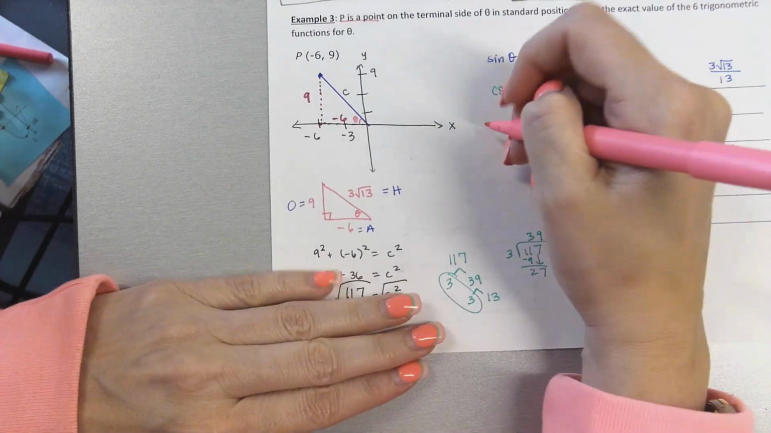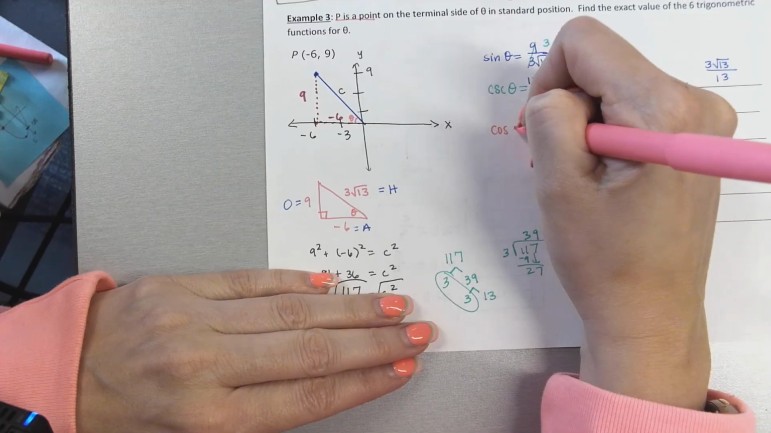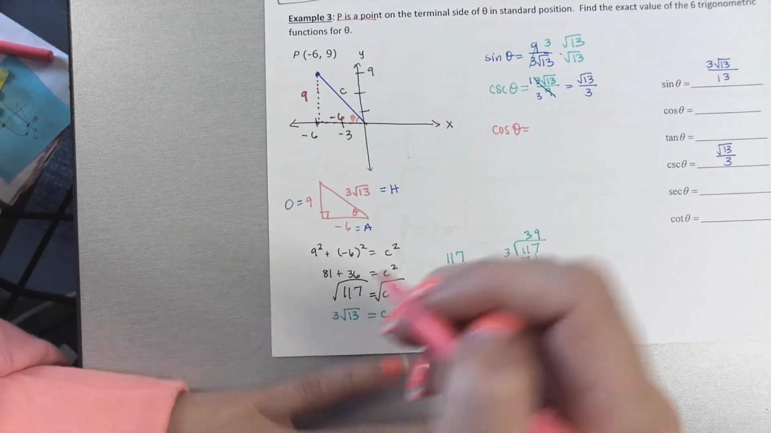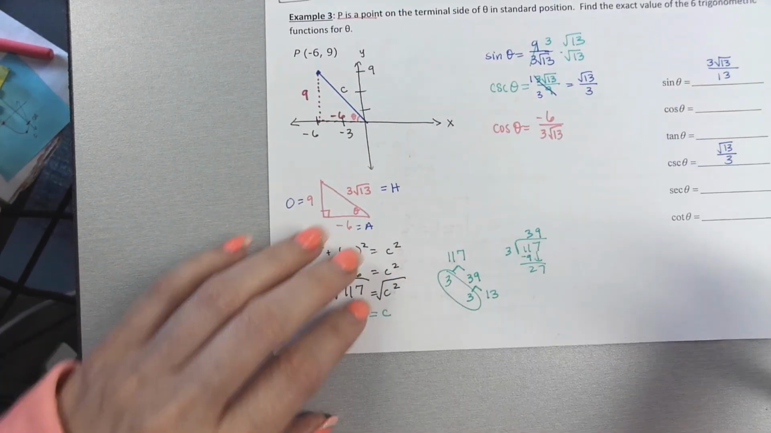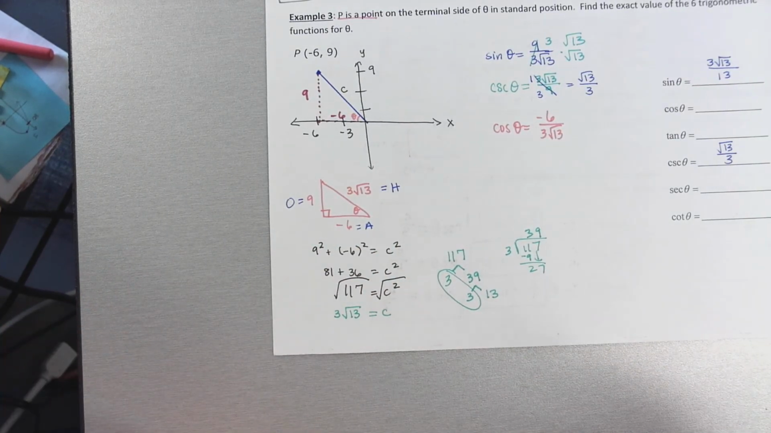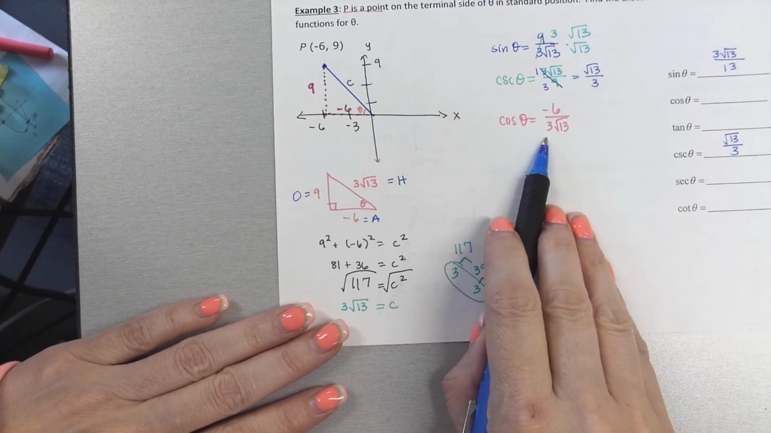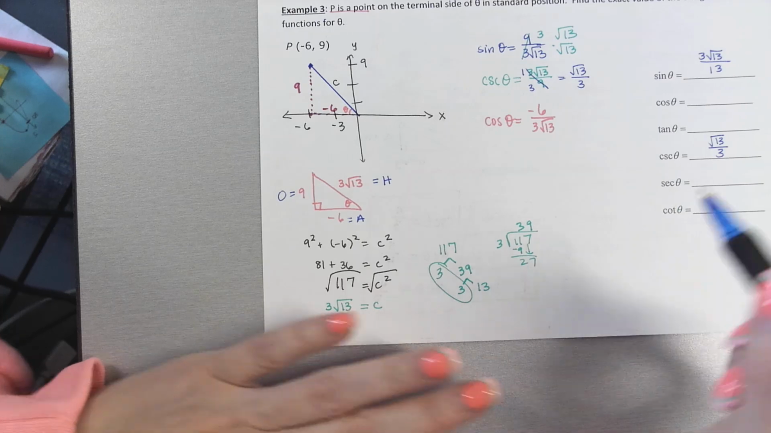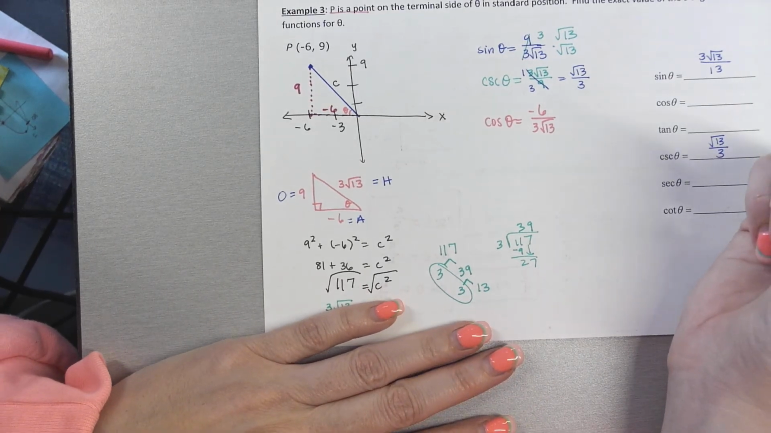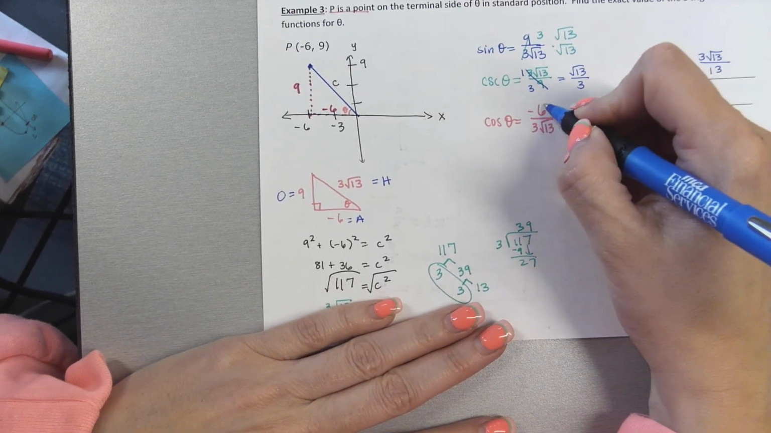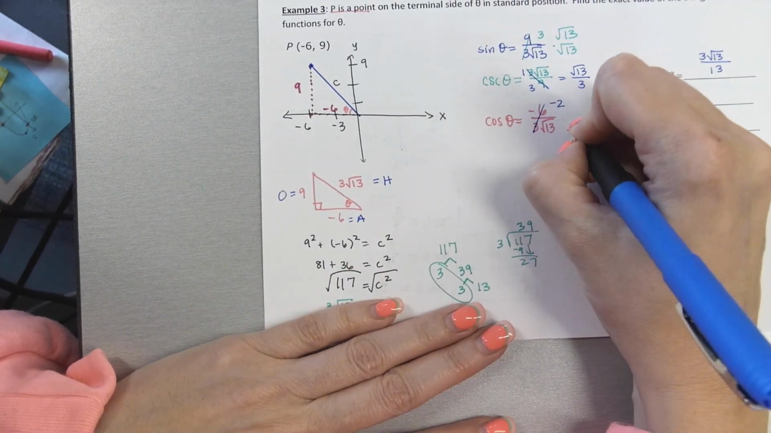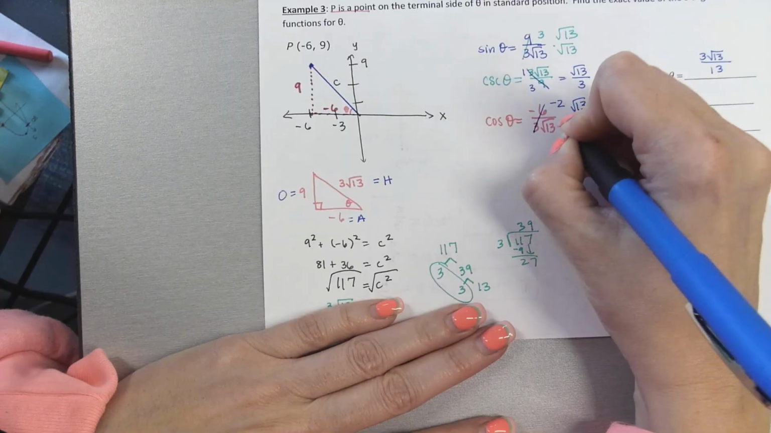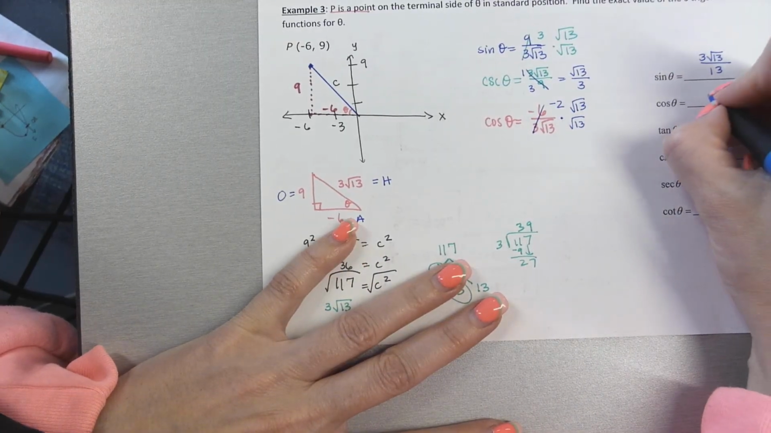Alright, and then when you set up your cosine, you're doing the adjacent, so negative 6 over the hypotenuse. Okay, and then Carol, can you tell me how you simplified that? And then what you got for the cosine? Good. Yes. Alright, and then what do you have for your sine?